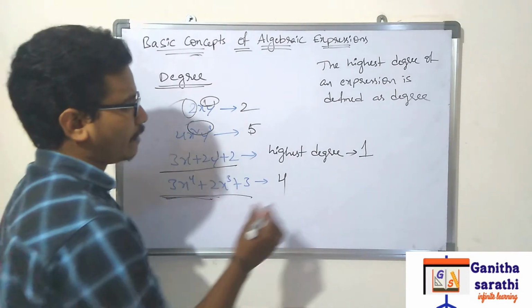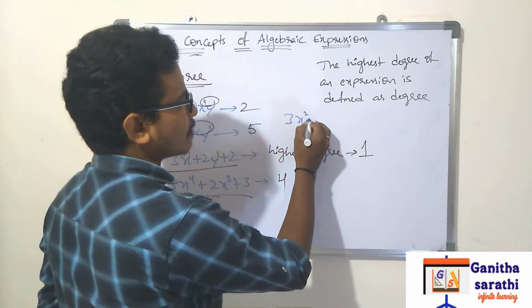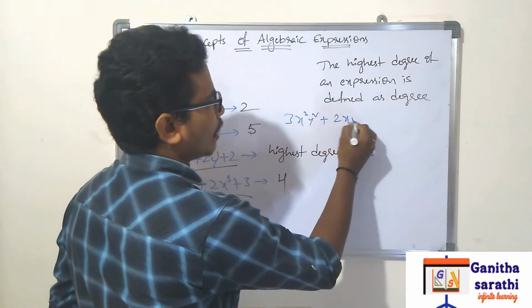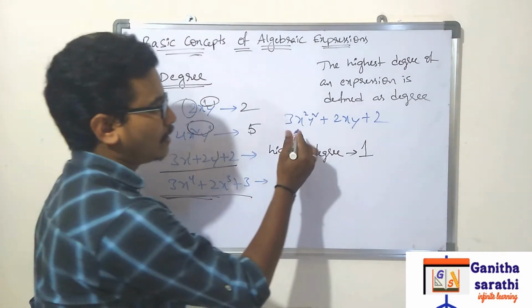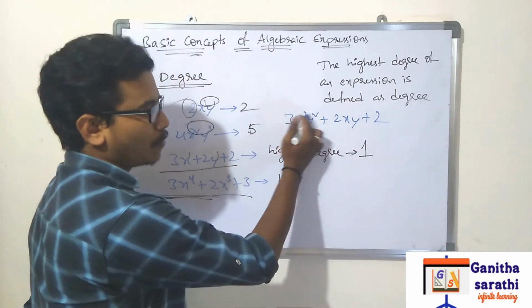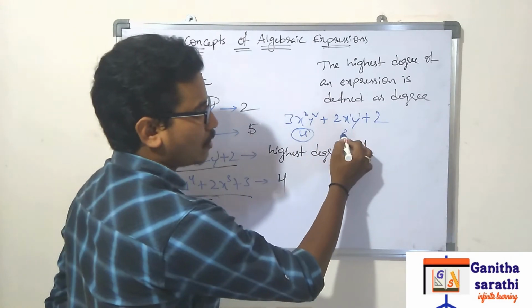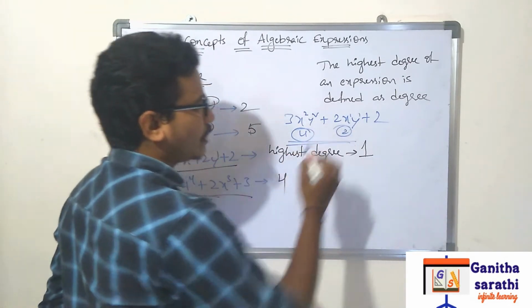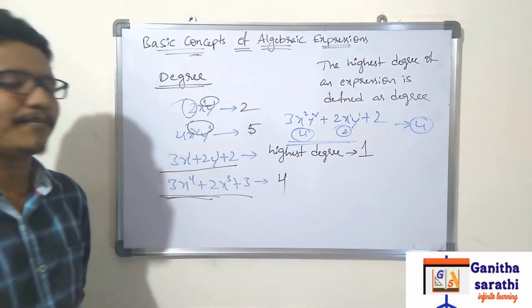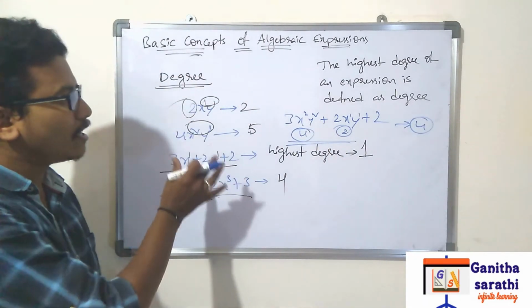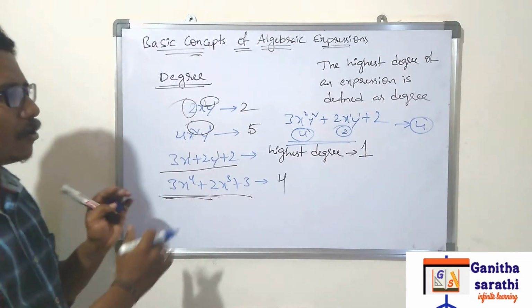For example, let us take an example. 3x square y square plus 2xy plus 2. What is the degree? Can you tell me? See here you are getting 4, 2 plus 2 is 4, here 1 plus 1 is 2. So what is the highest degree? 4. So definitely you can write the degree of the algebraic expression is 4. Okay, so this is the degree concept, degree or power.